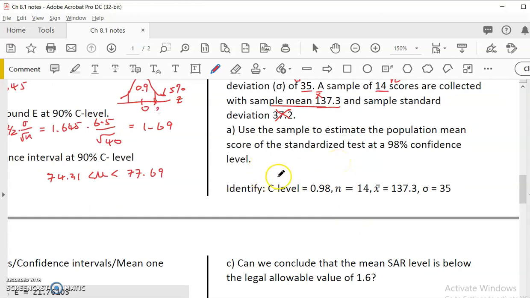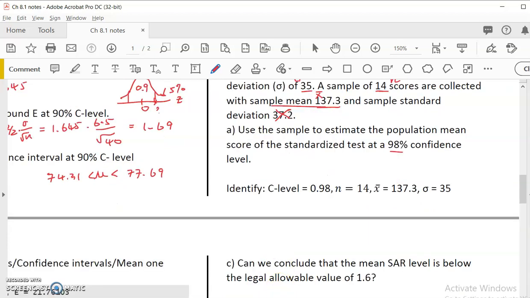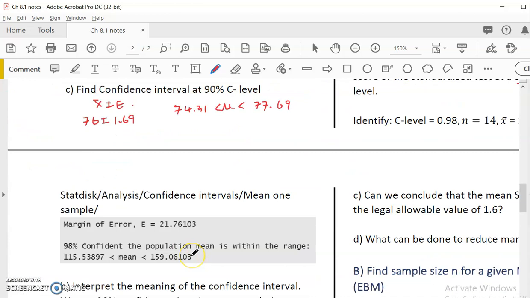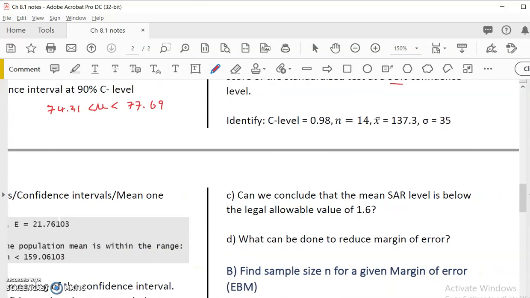The first step we usually do is to consolidate all this information. What is the confidence level? It's 0.98 because we want 98% confidence. What is n? n is 14. What is x bar? It's 137.3. And what is sigma? Sigma is 35. So now we are ready to do the interval by plugging in those numbers: 0.98, 14, 137.3, and 35.